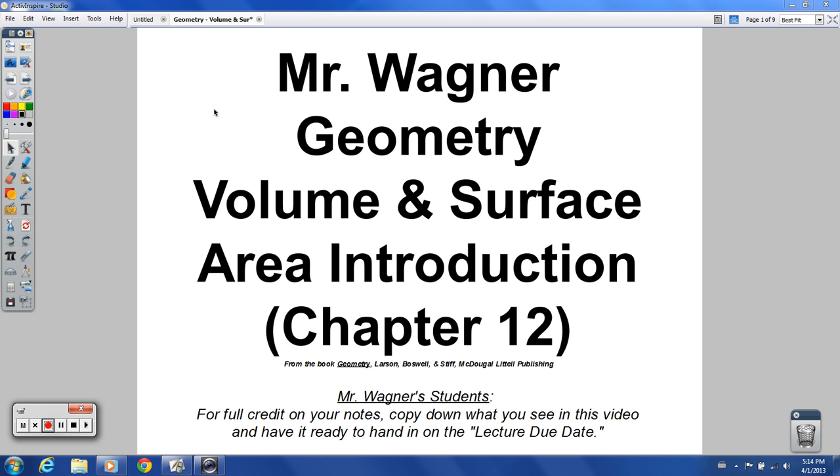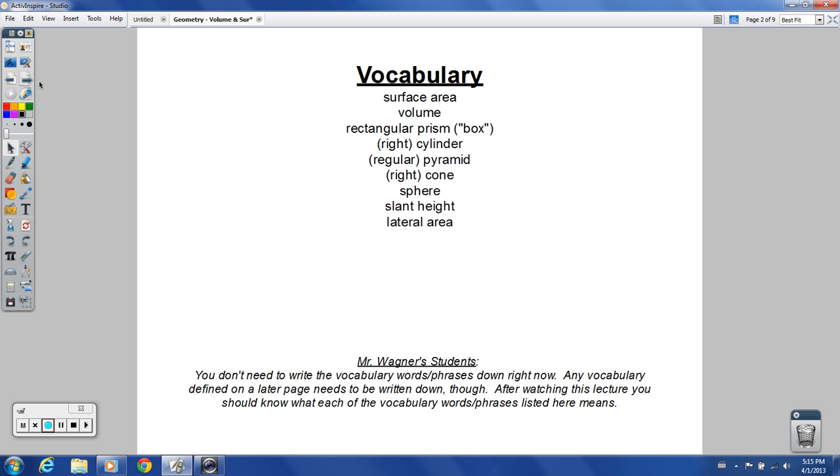Hello everyone, welcome to the volume and surface area introduction. This is going to lead us into chapter 12. For right now, we're just doing a broad overview. I think that's going to be a really helpful thing for us to do at first before we get into the nitty-gritty parts of this chapter. So the chapter 12 overview for geometry here.